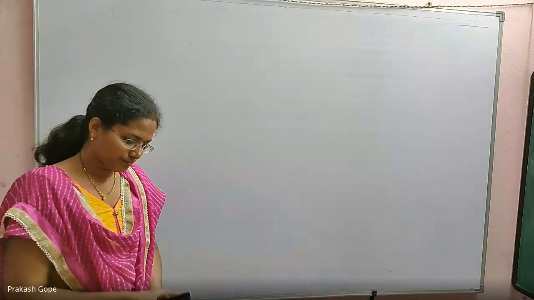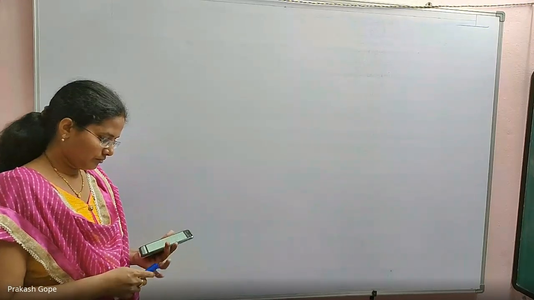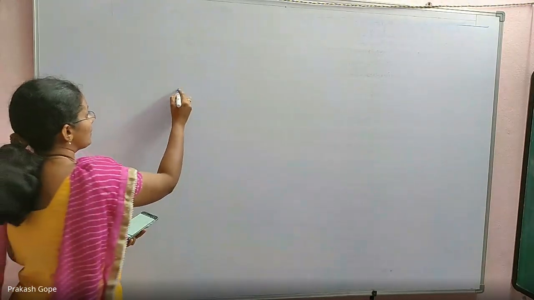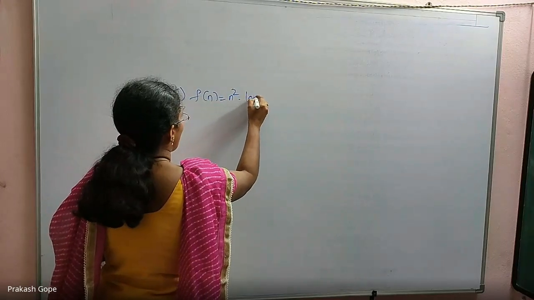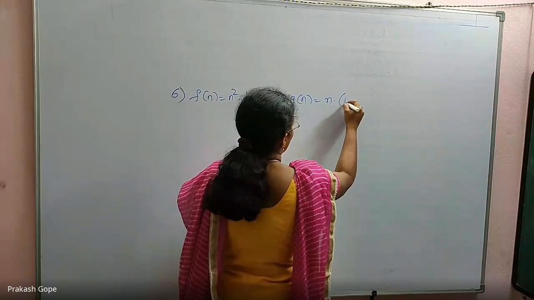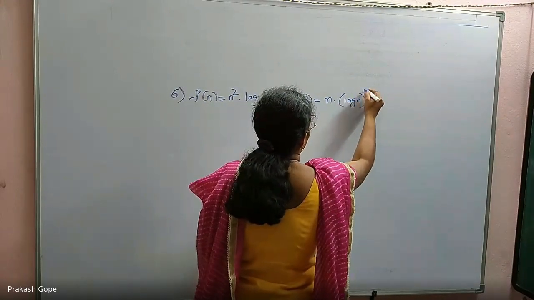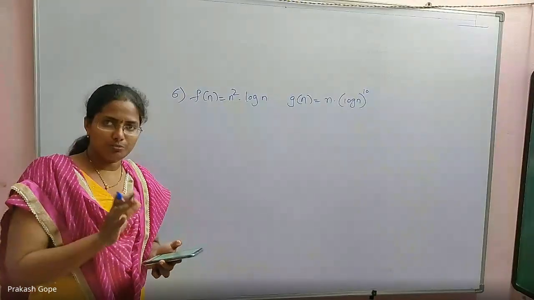Sixth one. Again, two functions are given. F of n is n square into log n. G of n is n into log n whole power n. Two functions. What is the relation between them?